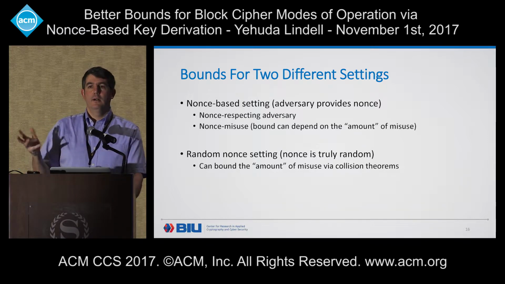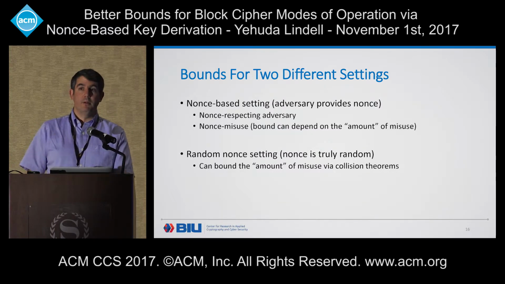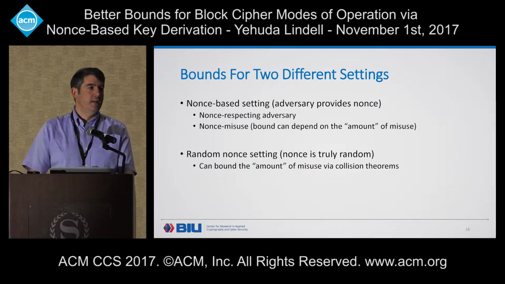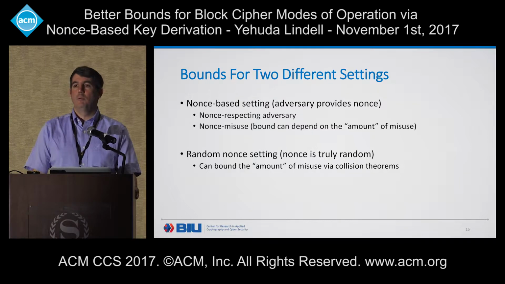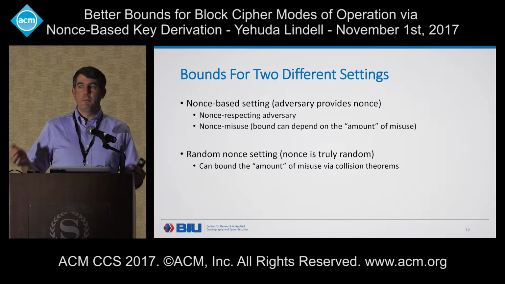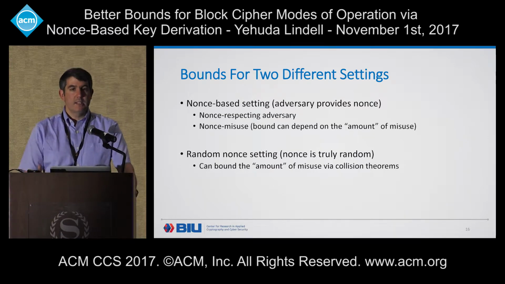So for authenticated encryption and chosen plaintext security, we assume that nonces never repeat. And for nonce misuse, we allow the adversary to also repeat the use of nonces. And we also look at the random nonce setting, where we assume the nonce is chosen at random, and then we know what the bound on repetition is by the birthday bound. So let's look at Countermode.